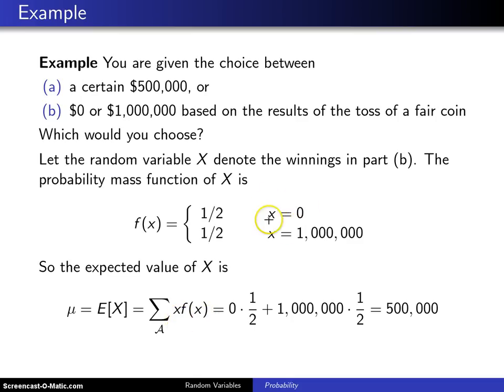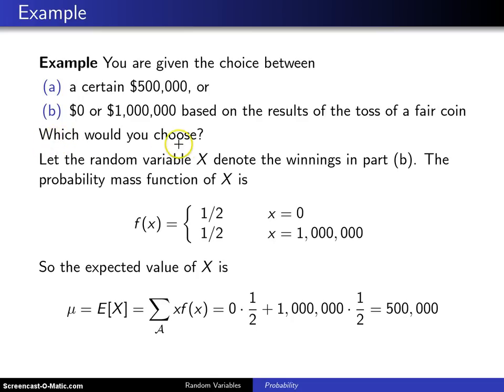So you have 0 multiplied by f of 0, which is 1/2, plus 1 million multiplied by f of 1 million, which is also 1/2, and that gives you $500,000. So in this case, the expected value of the two are the same.